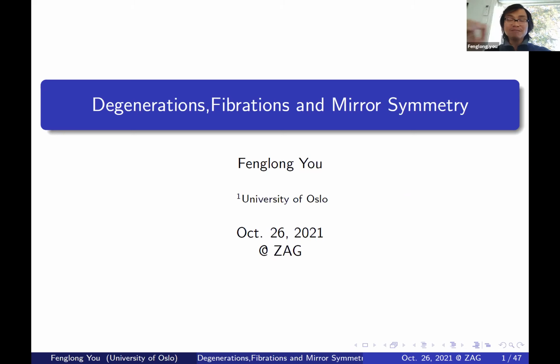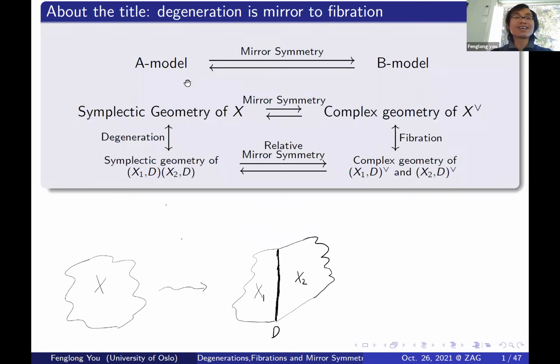My title here has three things: degeneration, vibration, and mirror symmetry. To put them together, I can state my title as: degeneration is mirror to vibration. That means the general principle here is that if we have a degeneration of a variety on one side, then on the mirror side we have some vibration structures.